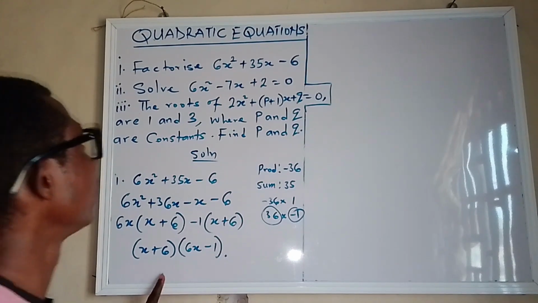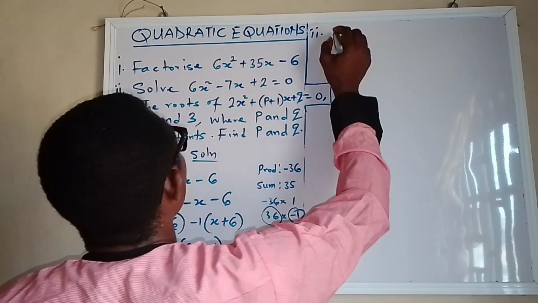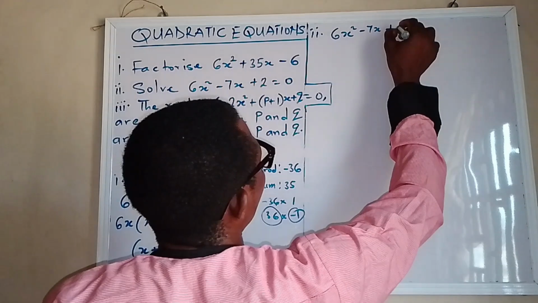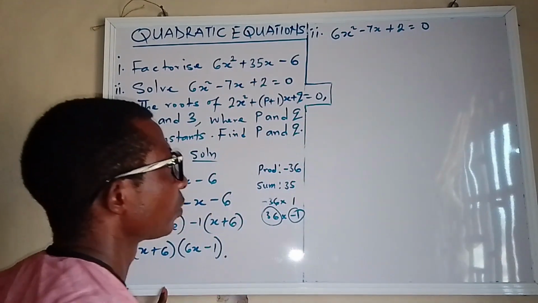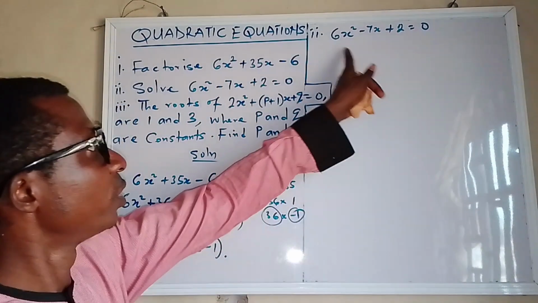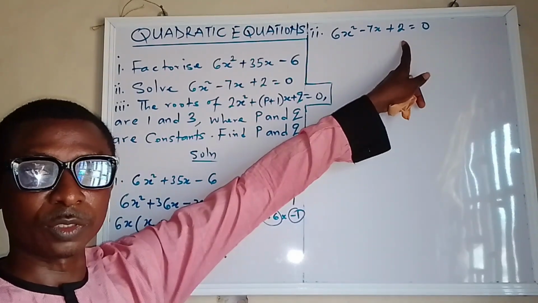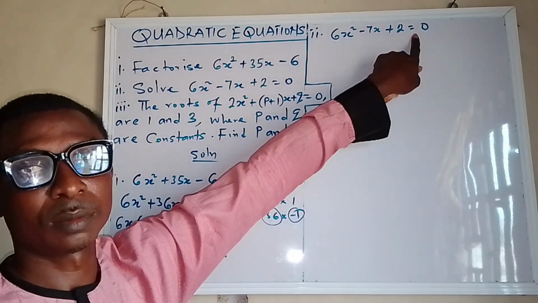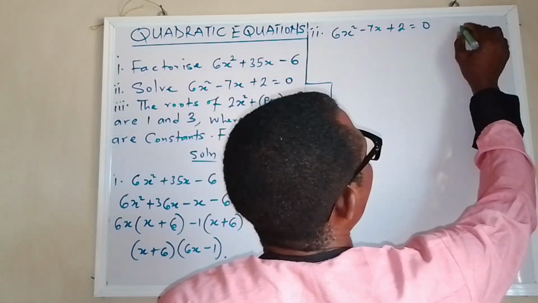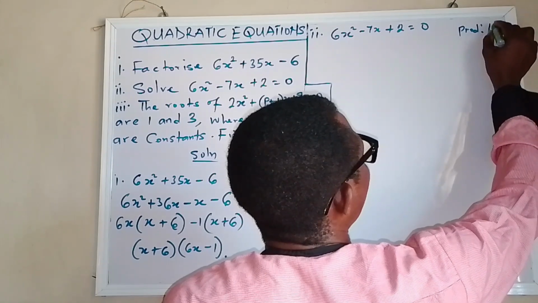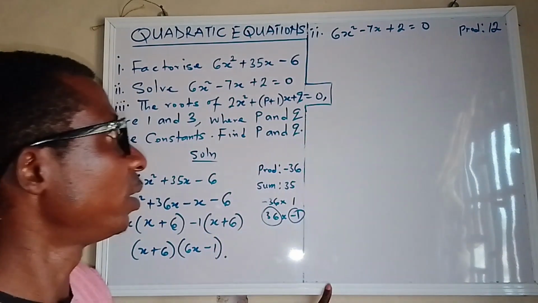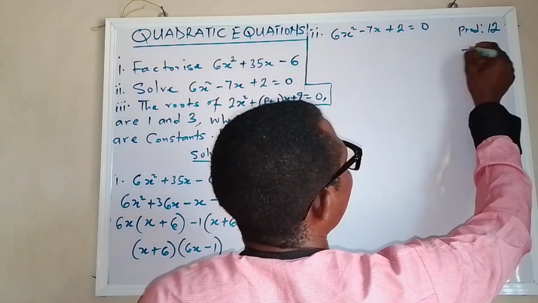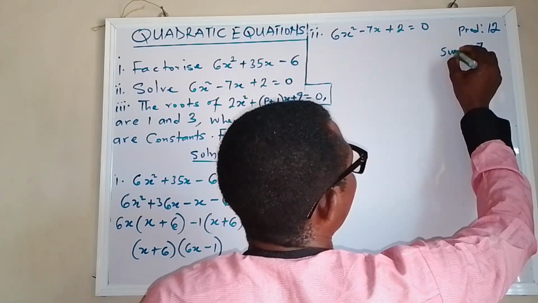And let's look at the second one. You have to solve 6x squared minus 5x plus 2 equals 0. Okay, so how do we do this? You look for the sum and product, just like we did here. The product is going to be 6 times 2, and that is 12. So product is 12. And what is the sum? Sum is the coefficient of x. That's minus 5, that's the sum.